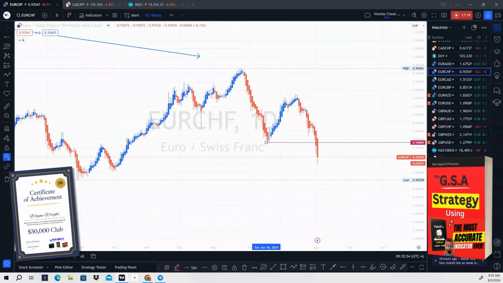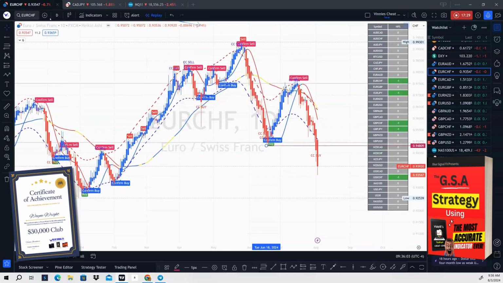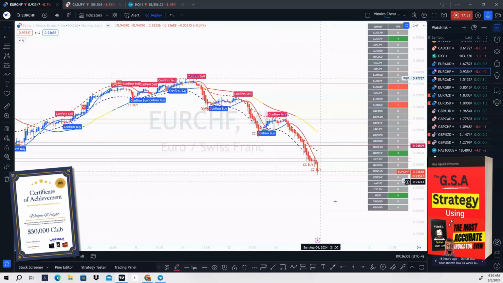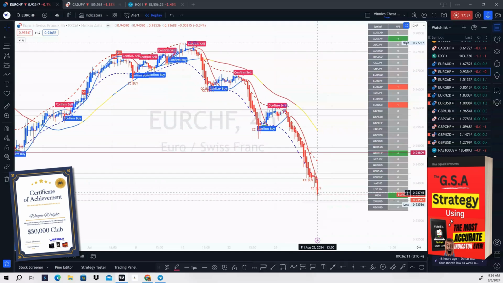So now we can turn on the indicator and we can see that we have a CC buy here. That does not mean buy immediately. Okay. We have rules to enter into the market. So now we can go down to the 4-hour time frame and make sure we have a CC buy. We do. So what are we waiting for now?